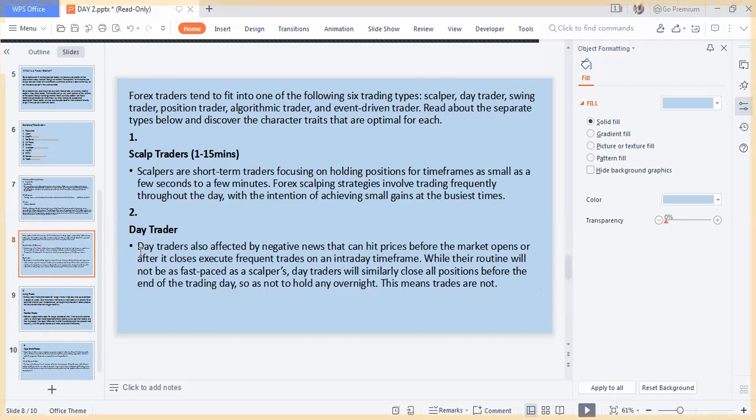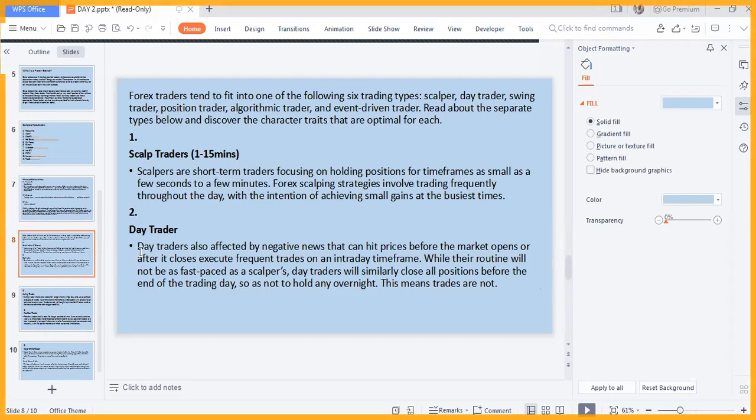Now, a day trader is very similar to a scalp trader. Scalp traders and day traders don't like it when their trade rolls over to the next day. They hate it so much.